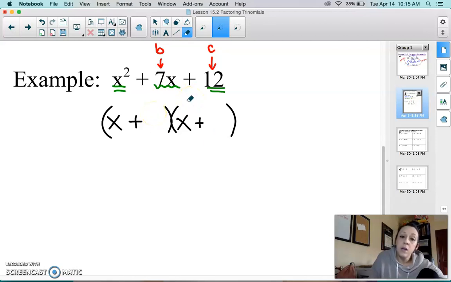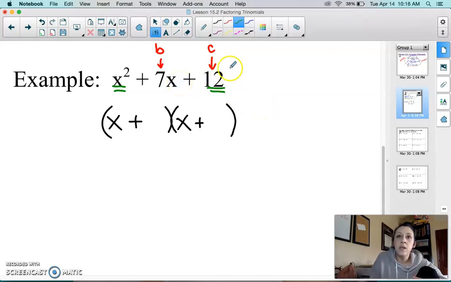Now, I know there's got to be another way, because we just started with what times what equals 12, and we said 6 and 2, but there are other things that multiply to equal 12, right? So let's try something else. So there's 1 and 12, or there's 3 and 4. So let's try 3 and 4.